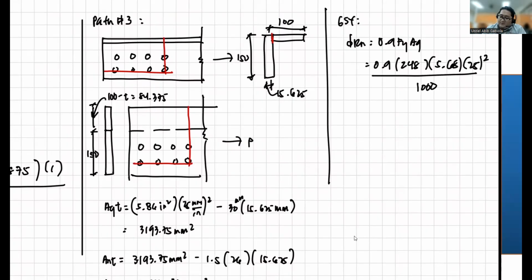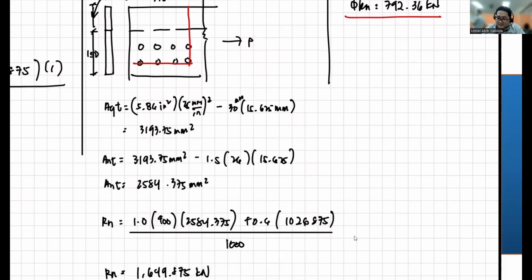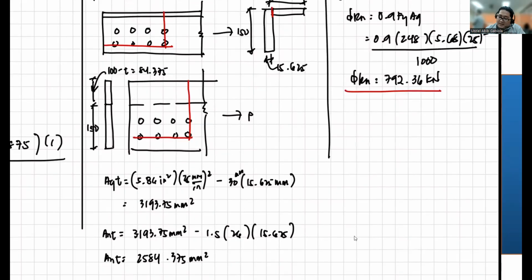So, yung PRN natin is equals to 0.9 times 248 times 5.68 times 25 squared, divide 1,000. So, we have 792.36 kilonewton. This is for GSY ng LRFD. Okay? And then, let's look at the net section rupture for LRFD.